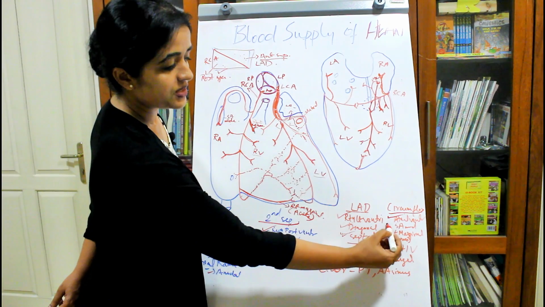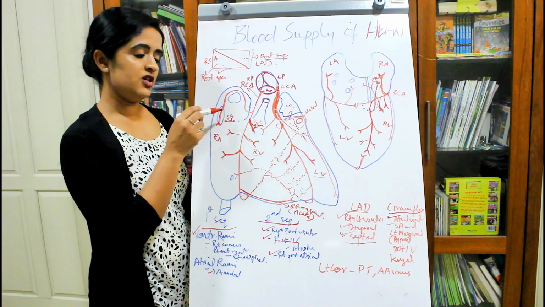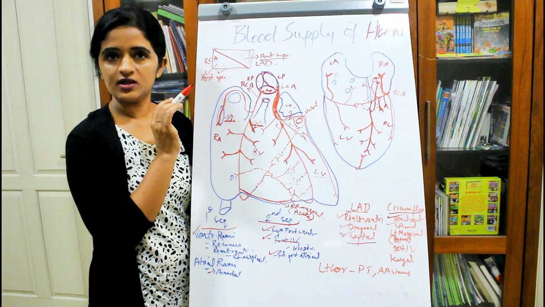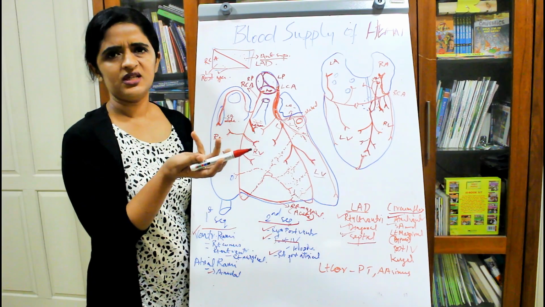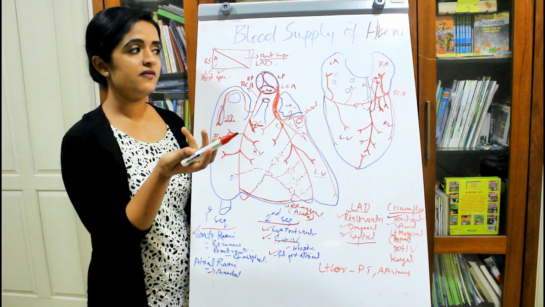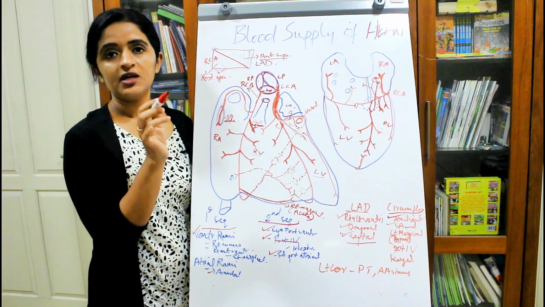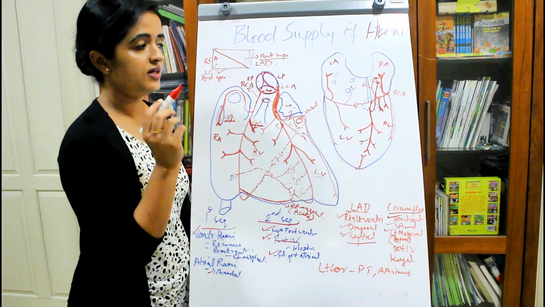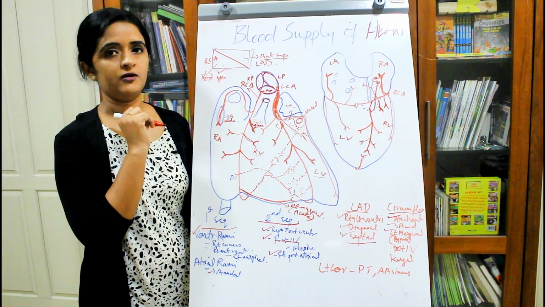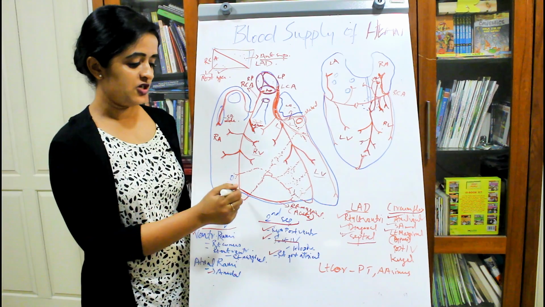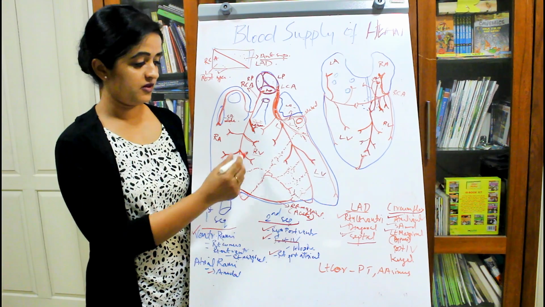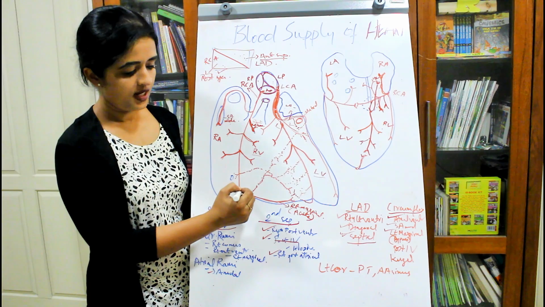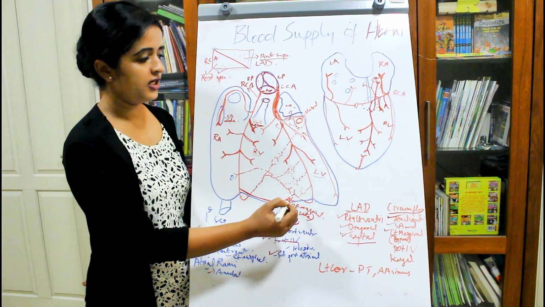Now, what are the other branches? SA nodal artery. In the majority of the population, the SA nodal artery comes from the right coronary, but in about 30% of people the SA nodal artery comes from the left coronary artery. The next one is the left marginal artery. We have mentioned the right marginal artery arising from the first segment of the right coronary artery, which runs along the inferior border.